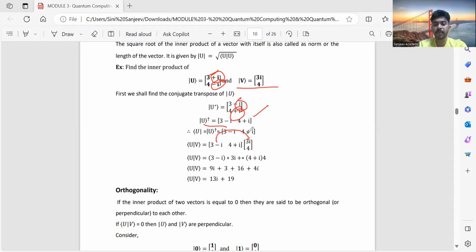So first row into the first element here, 3i. Second element into 4. So (3 minus i) into 3i plus (4 plus i) into 4. Upon doing this, I'll get the answer. That's all. So it's a very simple process to get full marks in this.